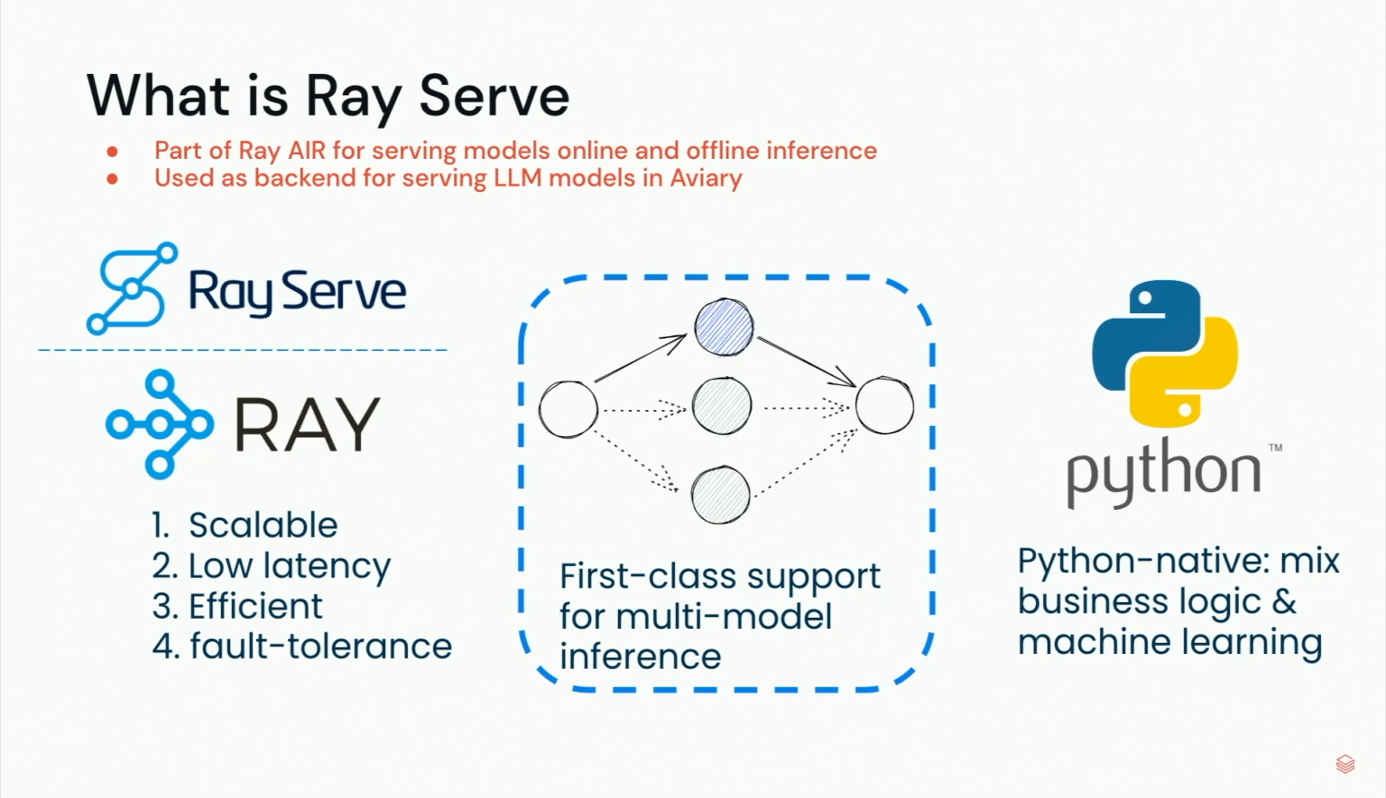Ray Serve is scalable. It can automatically scale up and down in response to the demand. It is low latency, it is efficient, it is fault tolerant. So if, for example, you're using spot nodes to serve your models, and they go down, Ray Serve can automatically bring them back up. It has first-class support for multimodal inference. It is fully Pythonic. You don't need to get out of the Python ecosystem or your Python scripts for any moment. And you can mix business logic and machine learning. So you can have a Ray Serve deployment pipeline for different steps, such as generating embeddings, getting the inference from the model, and so on. And all of those steps can auto-scale independently.